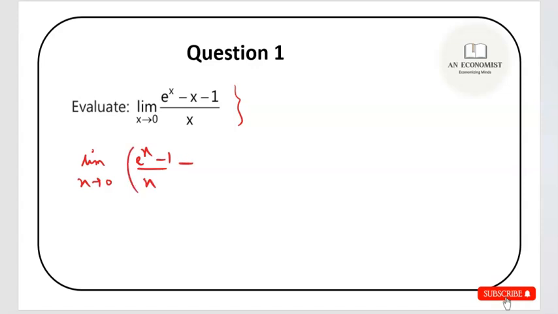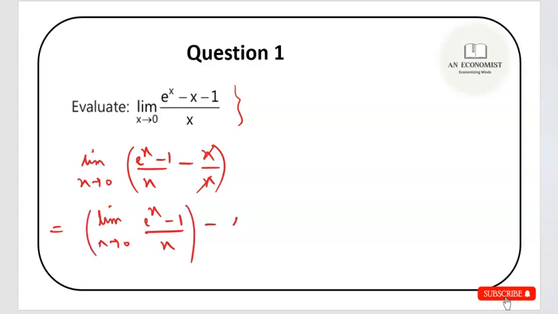Separate it out, minus, you will be left with x by x, right? This will be any which way 1. So limit x tends to 0, e to the power x. Now for subtraction, you know that you can put limit individually to each of these functions. So here I am not writing the limit because it is independent of x. This will be 1. And from the theorem we saw that this is 1.